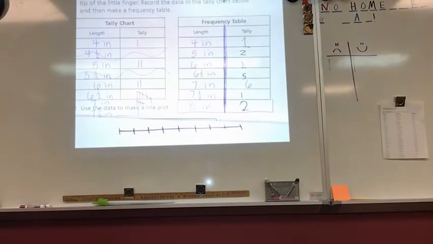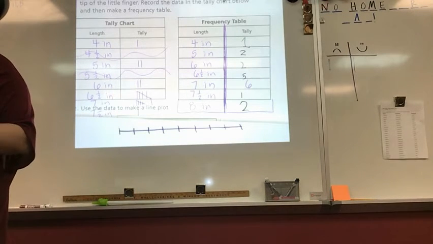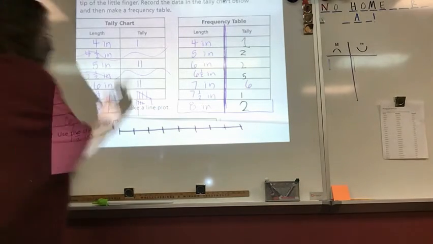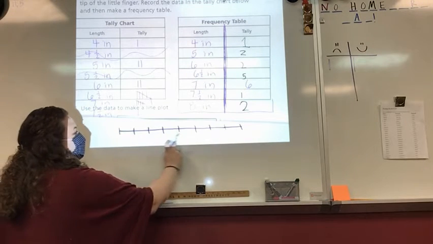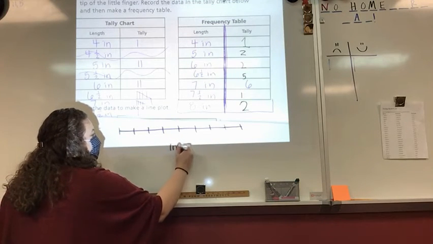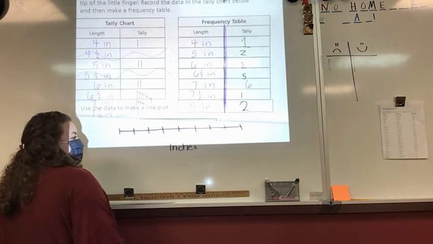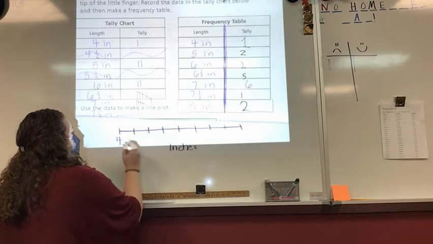After you have your 9 hashes, we do need to label those. So if this is a line plot, and we're going to put our dots on the top side, where do we have to put our measurements? On the bottom side. So we're going to go ahead and start with 4. And instead of writing inches in all these tiny spaces, we can just put the word inches down below. That way we only have to fit our numbers in these tiny spots, right? So you'll go ahead and you'll do your 4.